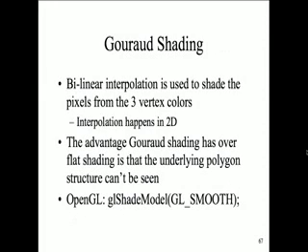So we have a bilinear interpolation that is used to shade the pixels from the 3 vertex colors. Interpolating happens in 2D versus 3D. So the advantage of this shading over the flat shading is that an underlying polygon structure can't be seen. In the flat shading, you can see the underlying polygon structure, which means you can see the vertices, and you can see the lines in between the polygons.